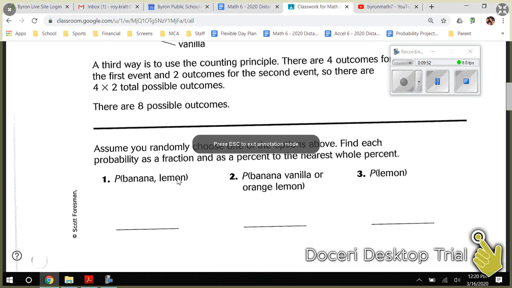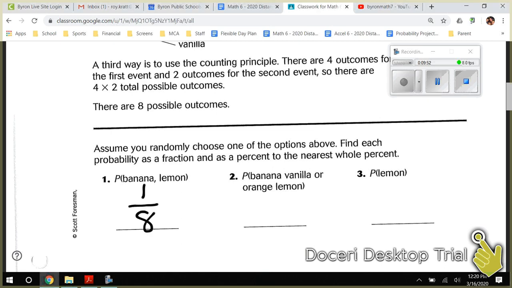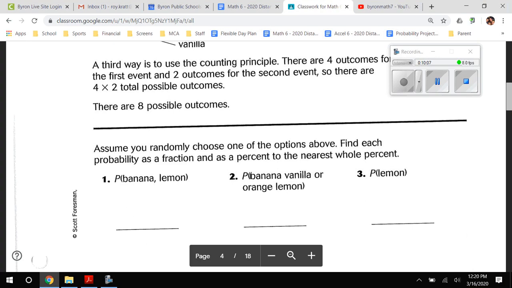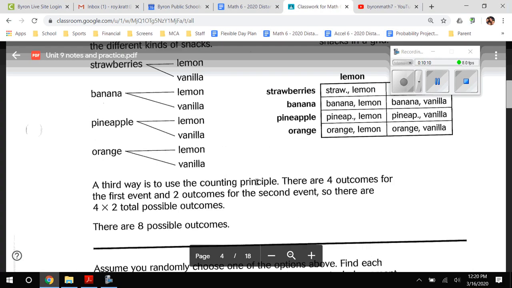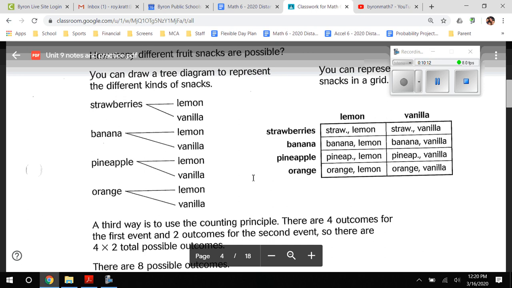So what is the probability? Well, probabilities are written as fractions and sometimes percent. So we got 1 out of 8. So now it says, what is the probability of banana, vanilla, or orange, lemon?